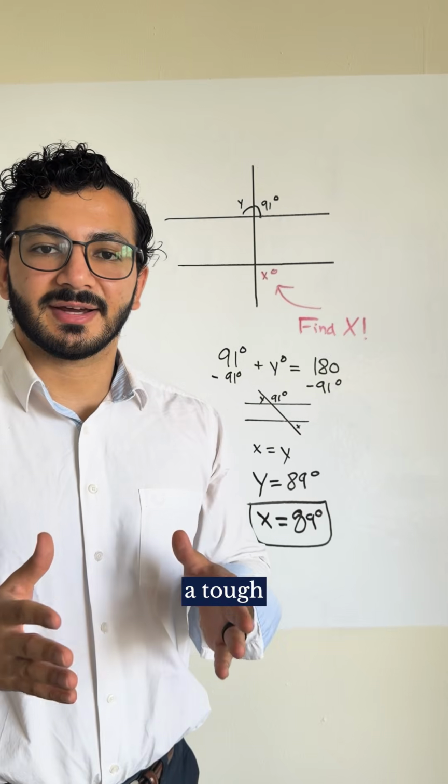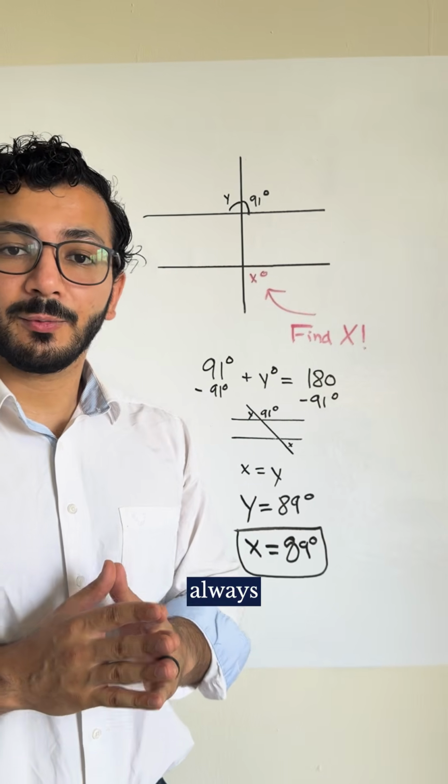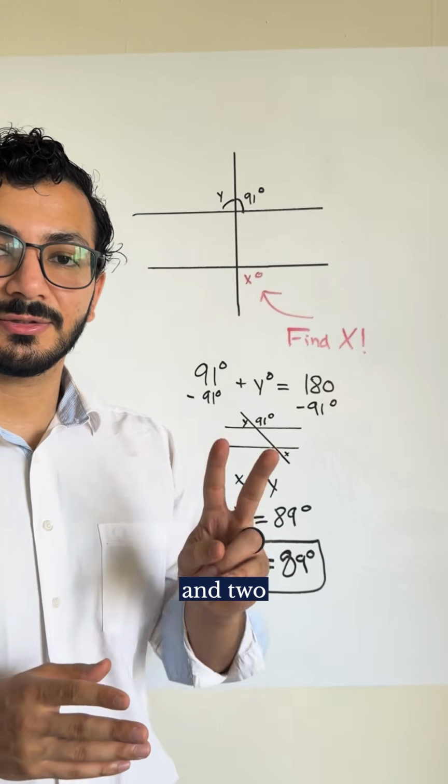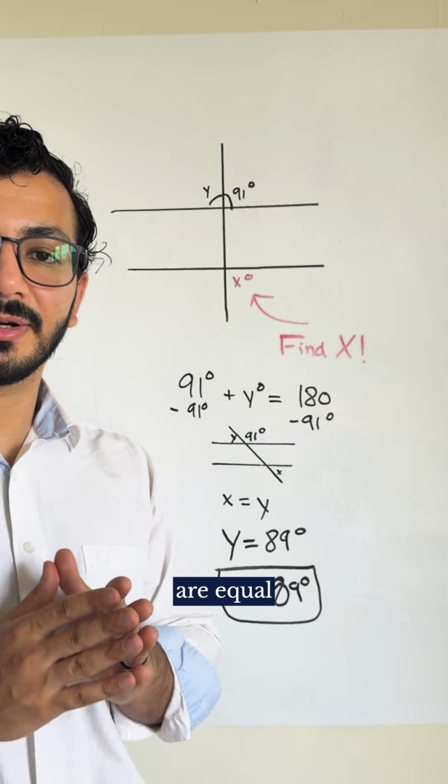Next time you're facing a tough parallel lines question, remember this. One, two angles across a line always equal 180 degrees. And two, you can redraw the question so that it's obvious which angles are equal to each other.